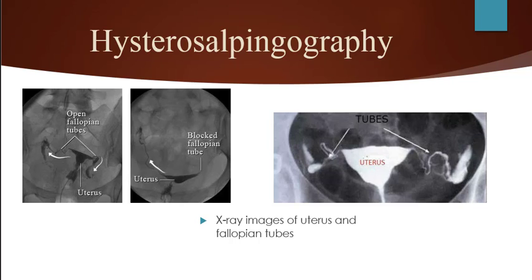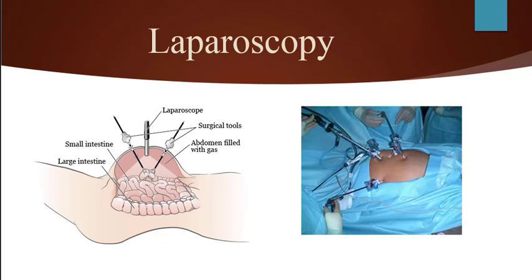Hysterosalpingography. Hysterosalpingography is the radiography of the uterus and fallopian tubes with the use of a contrast medium. With this X-ray examination, a provider can identify any tubal obstructions.